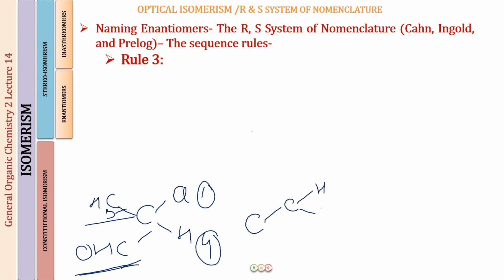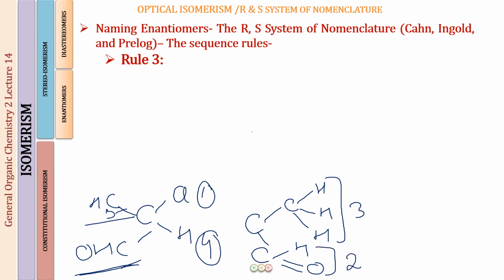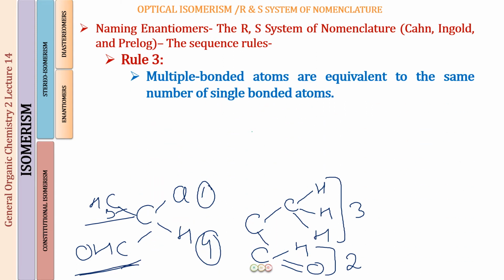In the CH3, the carbon is going to be attached to 3 hydrogens, and in the CHO group it is going to be attached to a hydrogen and a double bonded oxygen. Now the problem is that these are 3 atoms and these are just 2. So how do we compare these? So here comes the help of rule number 3. And what does rule number 3 say? The rule number 3 says that the multi-bonded atoms, they are equivalent to the same number of single bonded atoms.